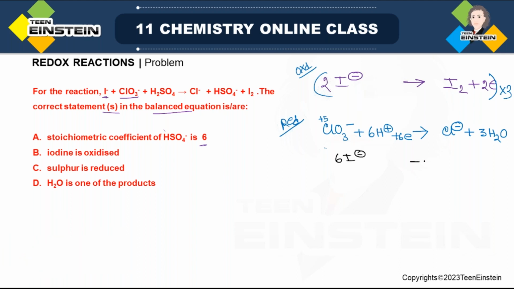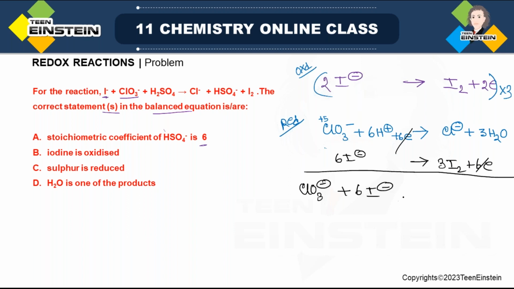So after multiplying, if I write the equation here, 6I⁻ gives 3I2 and 6 electrons. So it is cancelled. So in the balanced equation, ClO3⁻, 6 iodide, 6H⁺, Cl⁻, water, iodine. Now look at the options.